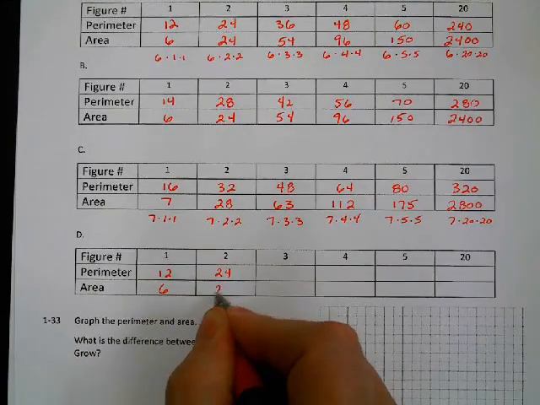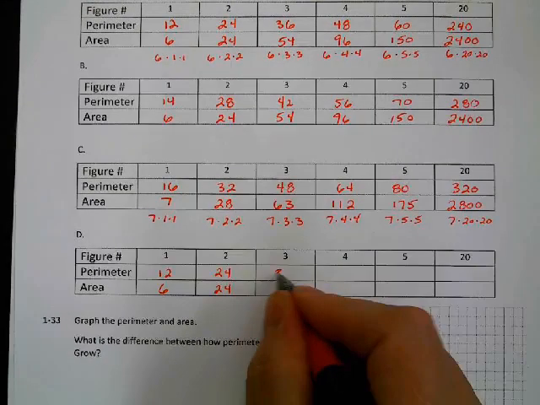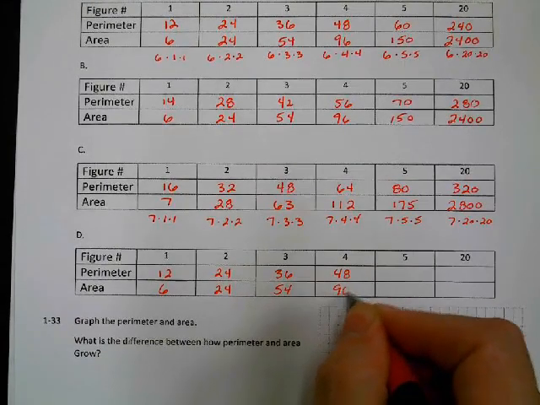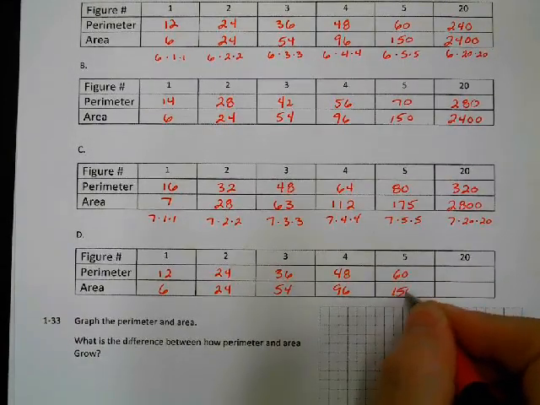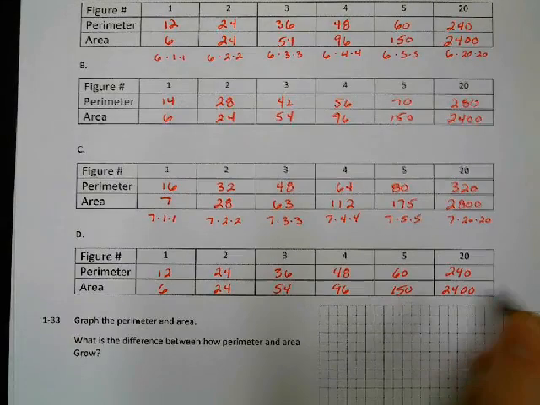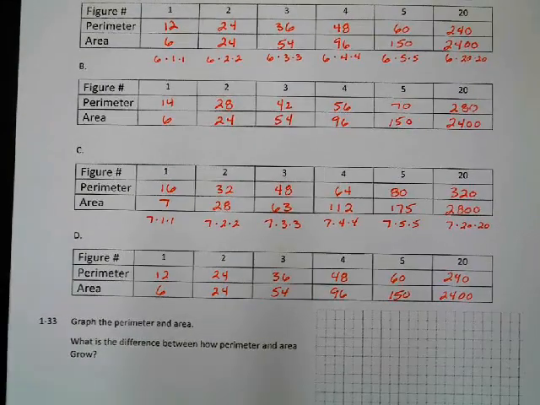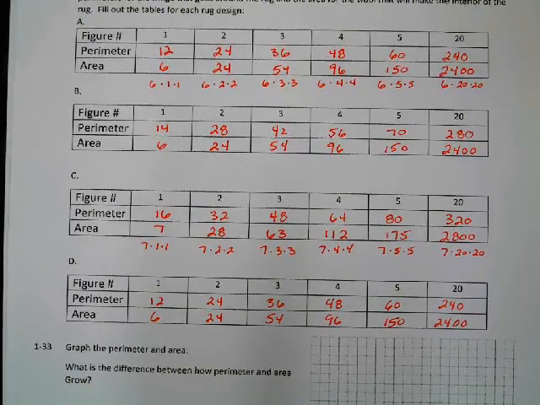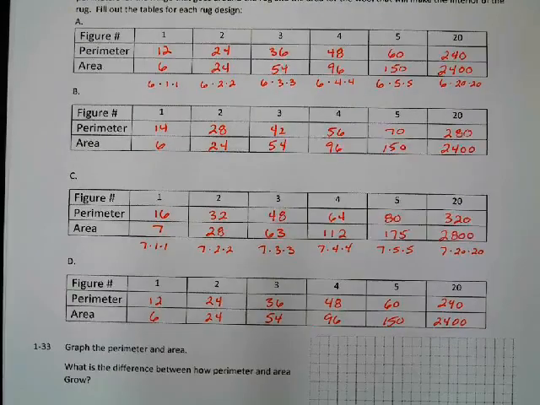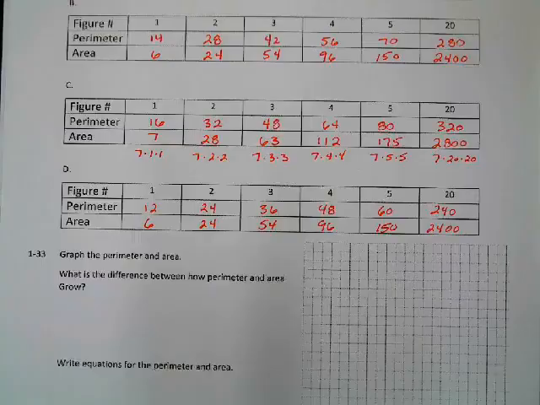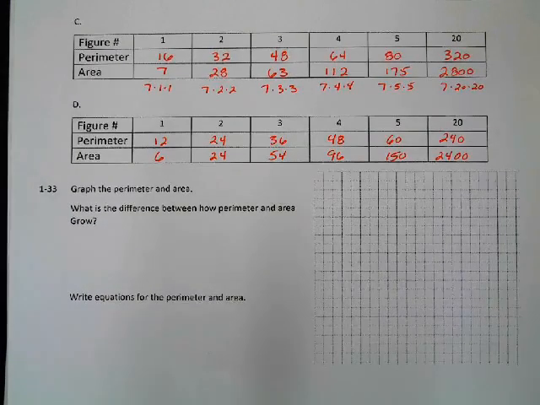We got 36, 54, 48, 96, 150, and 240, 2400. All right, so what we want to see here is that when we increase a pattern, perimeter and area increase differently. They do not increase at the same rates. We're just going to look at pattern D because it's very similar to pattern A. And we're going to now graph the perimeter and the area to see what the growth looks like.